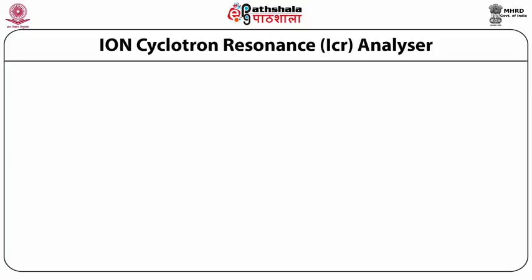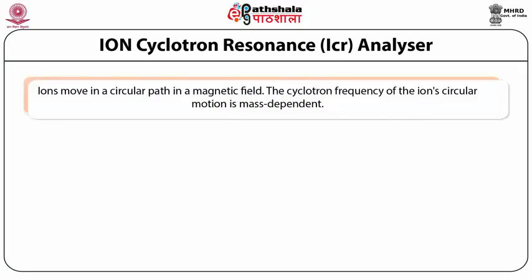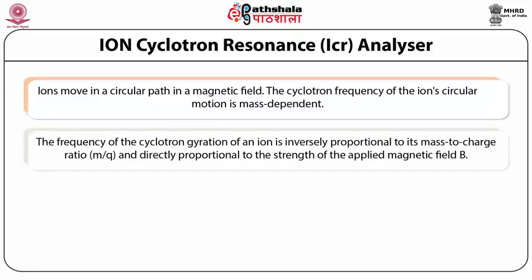The next in the line of analyzers is the ion cyclotron resonance analyzer, depicted as ICR. Here the ions move in a circular path in a magnetic field. The cyclotron frequency of the ions in circular motion is mass dependent. The frequency of the cyclotron gyration of an ion is inversely proportional to its mass to charge ratio, that is m/q, and directly proportional to the strength of the applied magnetic field, which is denoted as B.